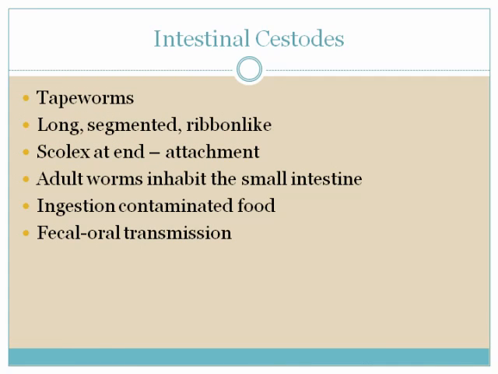Okay, moving on to intestinal cestodes. These are the tapeworms. They're long, segmented, and ribbon-like. They have a scolex at the end, which is the attachment to the small intestine. The adult worms live in the small intestine. You get them when you ingest contaminated food, and they are transmitted fecal-orally.